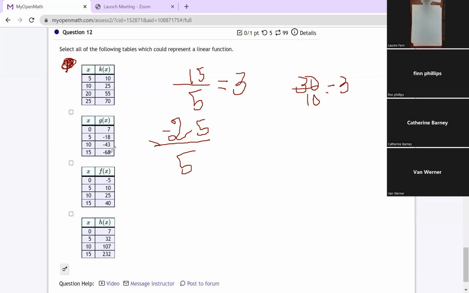Right? 7 minus a negative 18. So here our slope is negative 5. Is that the same change that happens here? Notice these are each going in increments of 5. So are each of these changing by the same increments of 25? Not a rhetorical question. Well, to get from negative 18 to negative 43, don't you subtract 25? And to get from negative 43 to negative 68, I claim we also subtract 25.